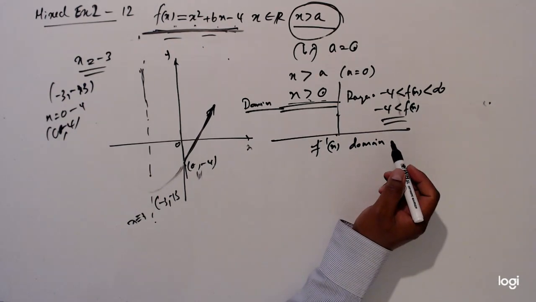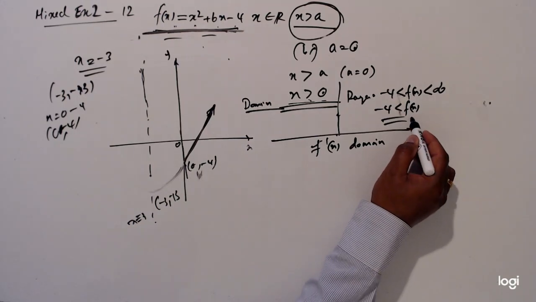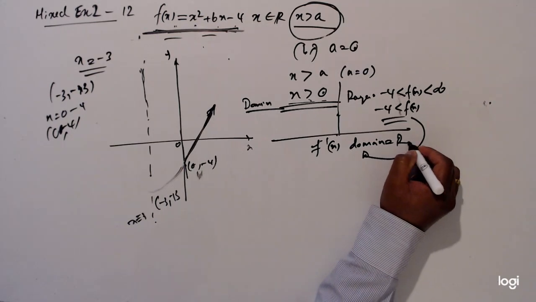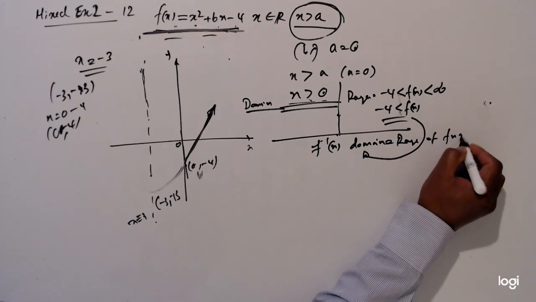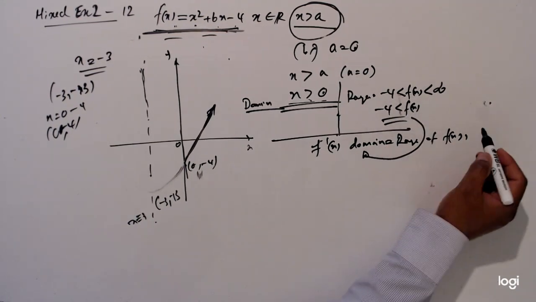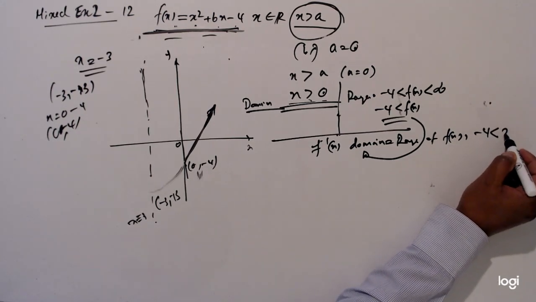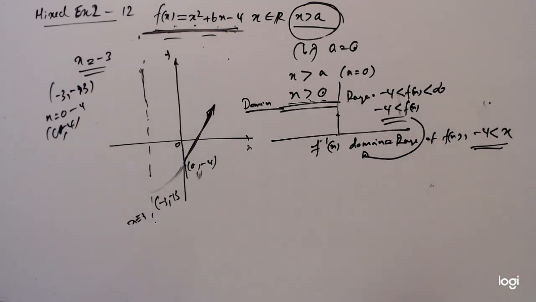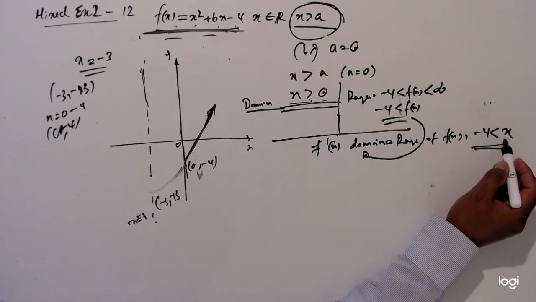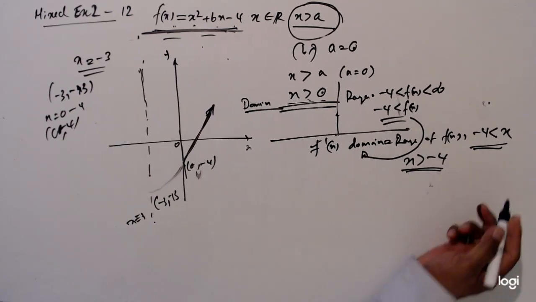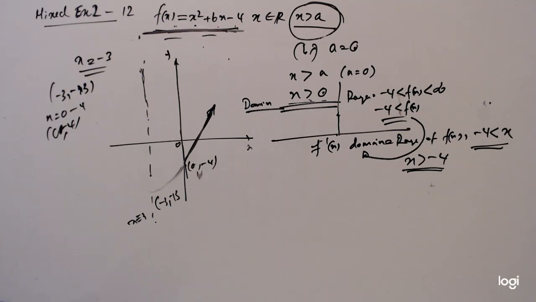So the domain of f inverse x means the range of f(x). So minus 4 less than x. Sorry, minus 4 greater than x, or x should be greater than minus 4. Now we can find the function. Actually, we'll find the inverse function.